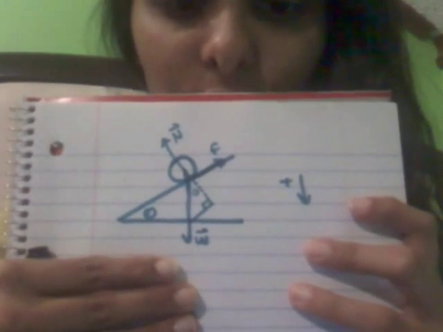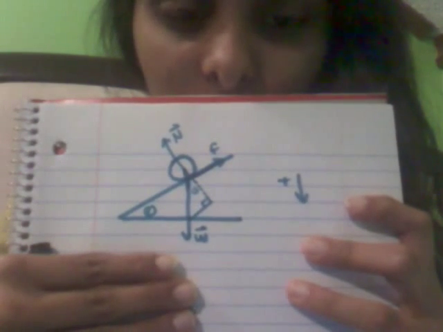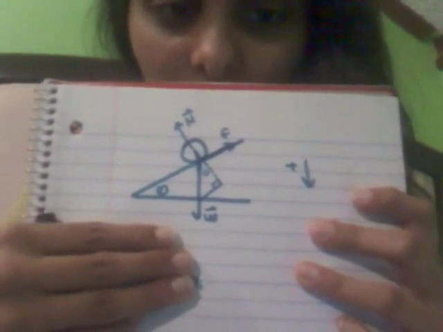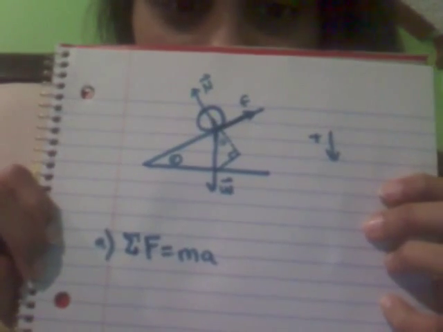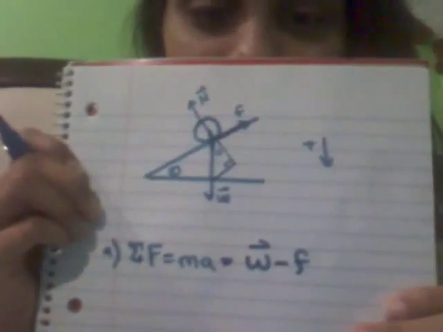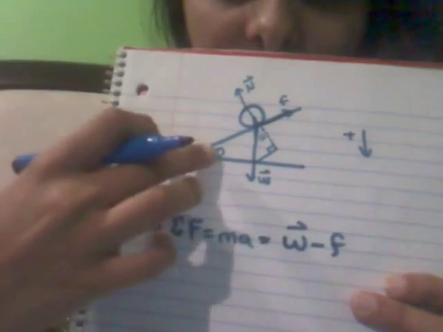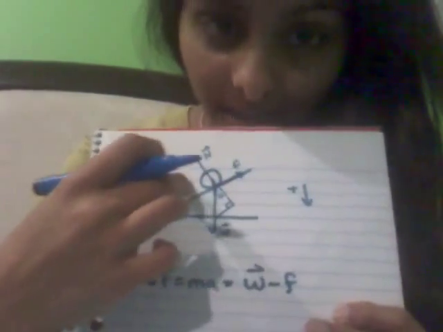So I drew a free body diagram, and we want to start this problem by using force equals mass times acceleration, which is Newton's second law. So, yay, force equals mass times acceleration. Alright, so the forces acting in the x direction, because there's no displacement in the y direction, are going to be the weight minus the friction. The weight is mg, but since we only want the component along the incline, we have to multiply by sine theta.